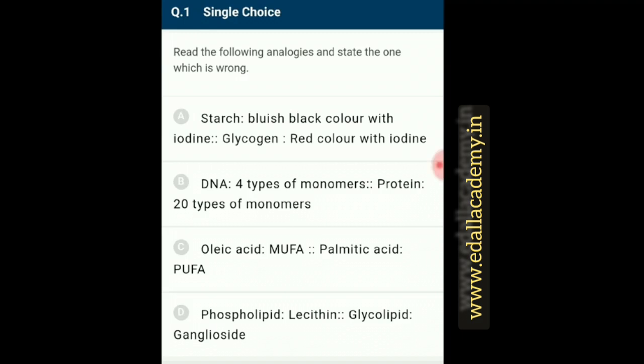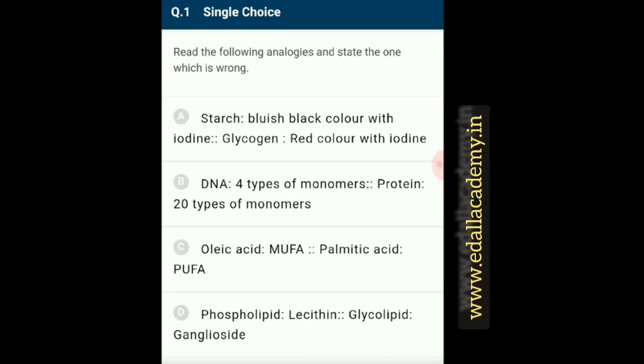DNA is made up of many nucleotides, that is monomers, which consist of phosphate, a pentose sugar, and 4 types of nitrogenous bases. Thus, DNA consists of 4 types of monomers, while the macromolecule protein consists of 20 different types of amino acids, out of which 10 are essential and the remaining 10 are non-essential.